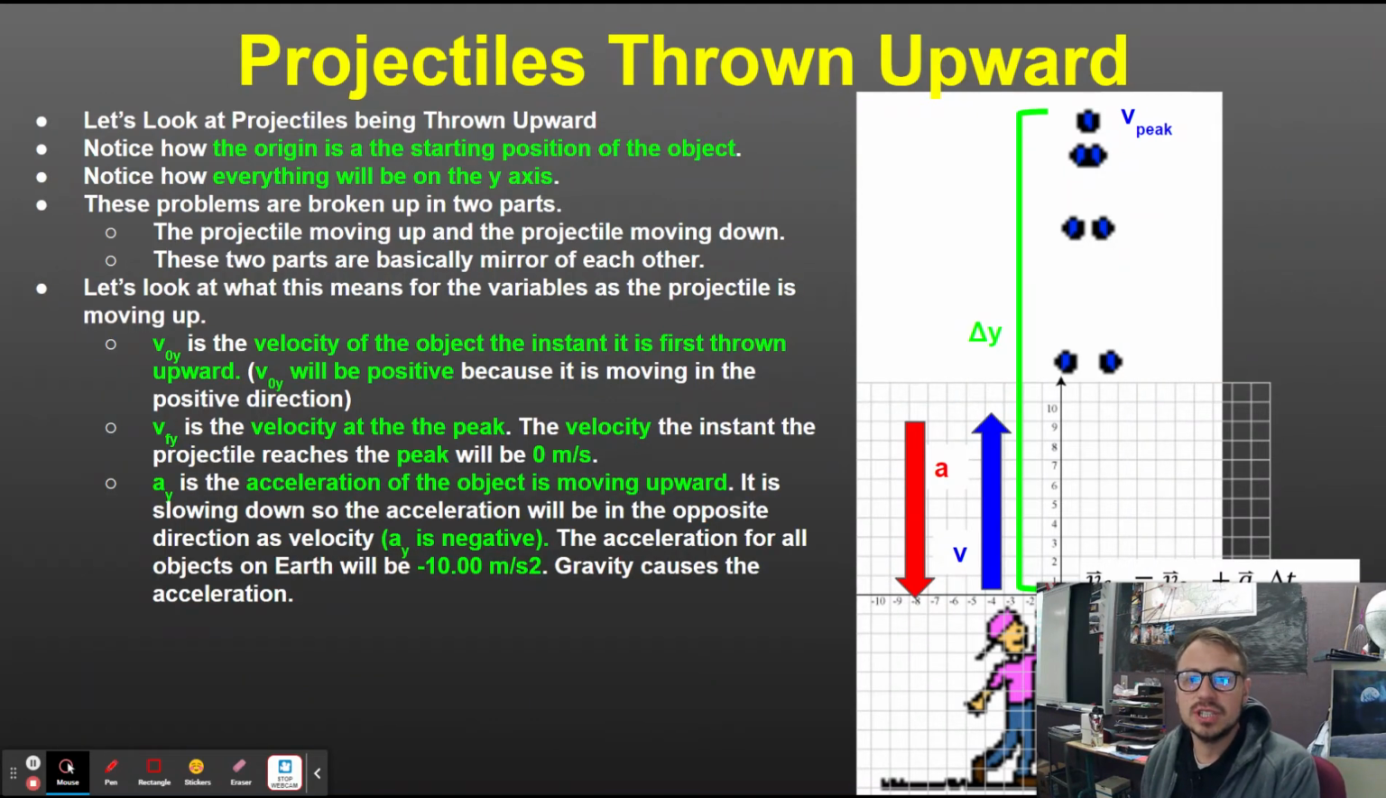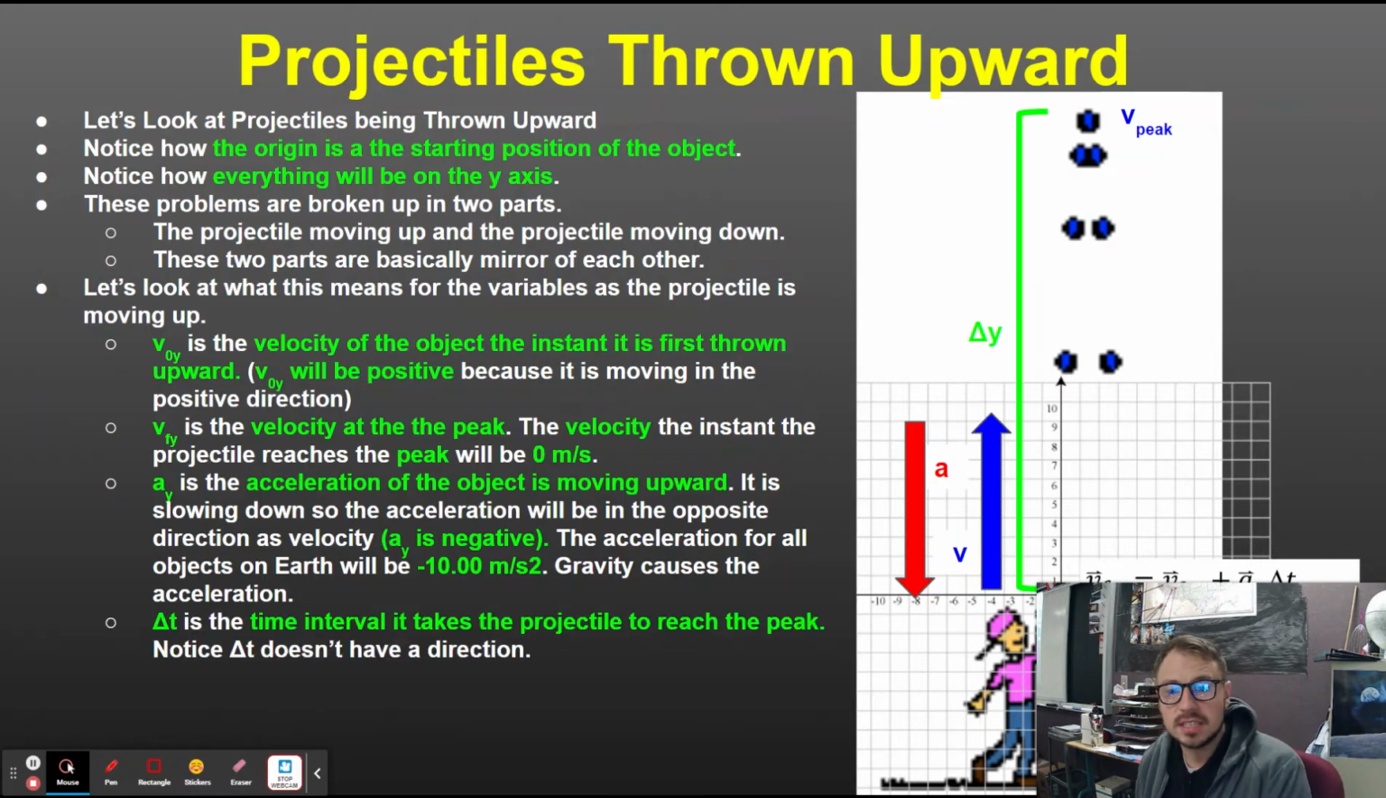ay, that's the acceleration of the object as it is moving upward. So it is slowing down, so the acceleration will be in the opposite direction of the velocity. ay is going to be negative. The acceleration for all objects on Earth, we use negative 10 meters per second squared. Gravity is what causes the acceleration.